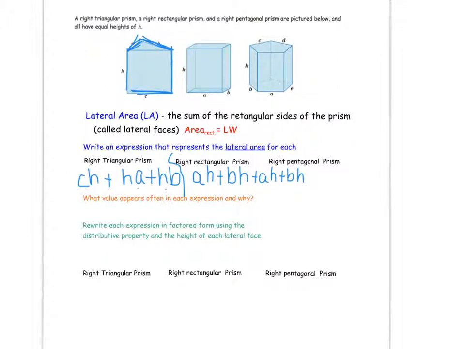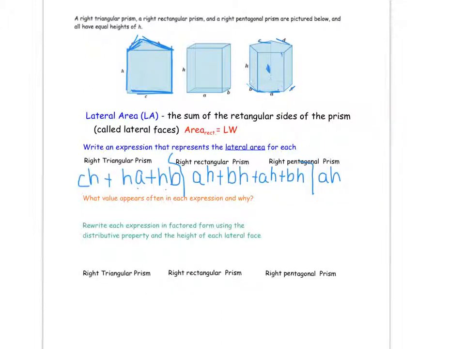And then the right pentagonal prism, so here's my right prism, and it's pentagonal because of the bottom. We could do the same thing. H is going to be one of our dimensions, A is going to be another, and then we could go all the way around. We have an A, a B, a C, a D, and an E. So I'm going to write this off to the side here. So we have A times H to get this face right here.